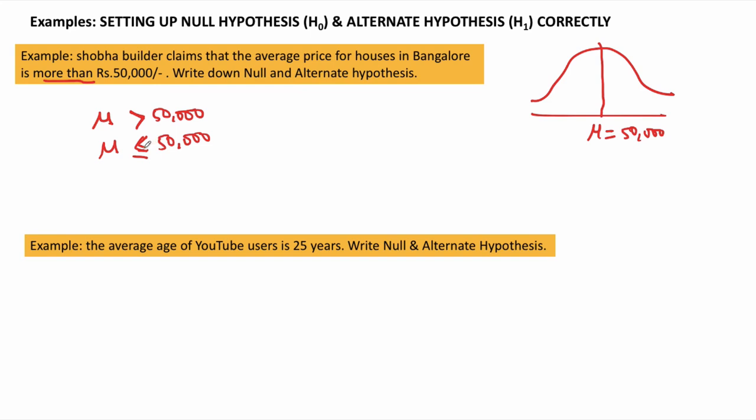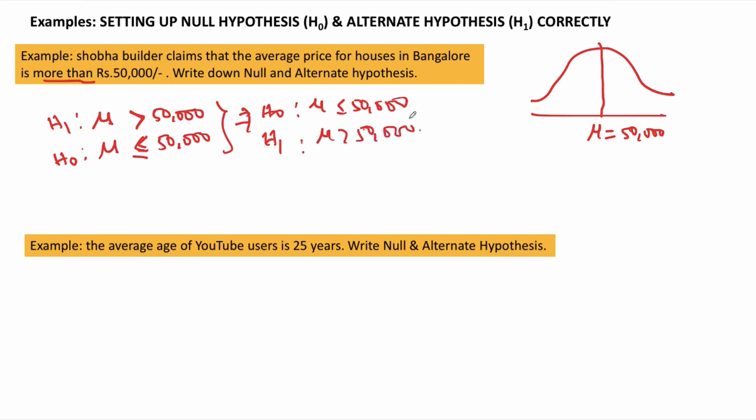Now which one will be the null hypothesis? I need to see where the equal sign is. So in this inequation the equal sign is there. So I will say this is the null hypothesis and this is the alternate hypothesis, and we'll write first the null hypothesis and then the alternate hypothesis. That's it. Okay, it is as simple as it is. So we have formed basically the null hypothesis and alternate hypothesis based on this example.